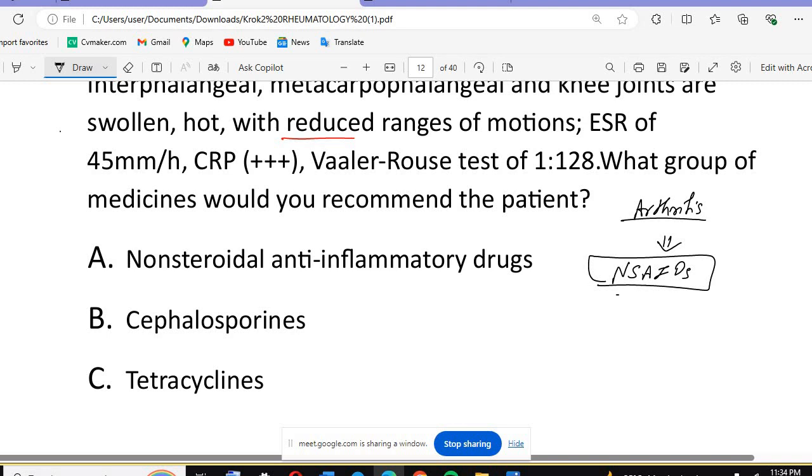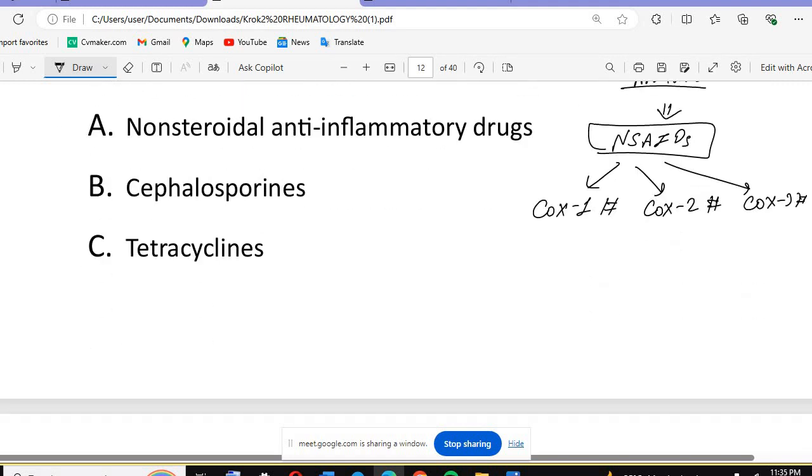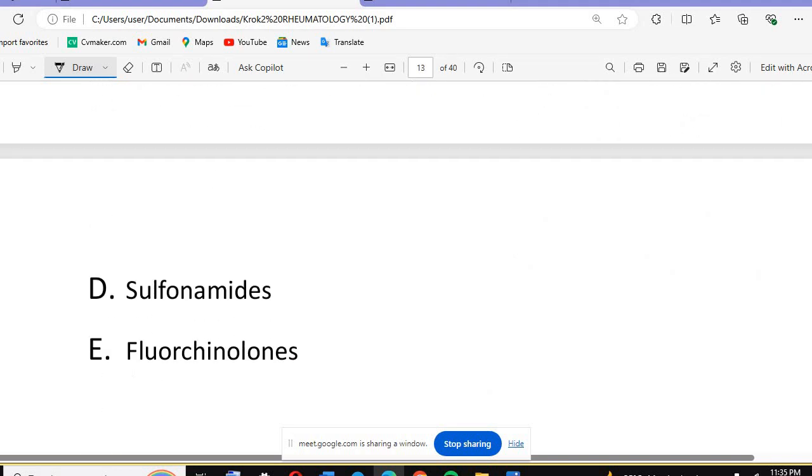Among the non-steroidal anti-inflammatory drugs, we have COX-1 inhibitors, COX-2 inhibitors, and COX-3 inhibitors. What is COX? Cyclooxygenase. COX-1 inhibitors include diclofenac, ibuprofen, aspirin, acetylsalicylic acid. COX-2 inhibitors include rofecoxib and celecoxib. COX-3 inhibitors include paracetamol. So all these are non-steroidal anti-inflammatory drugs that we can give to prevent inflammation.